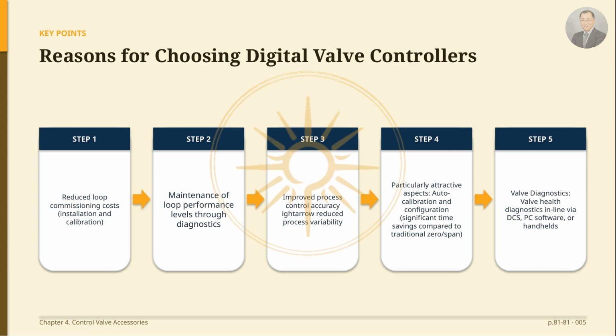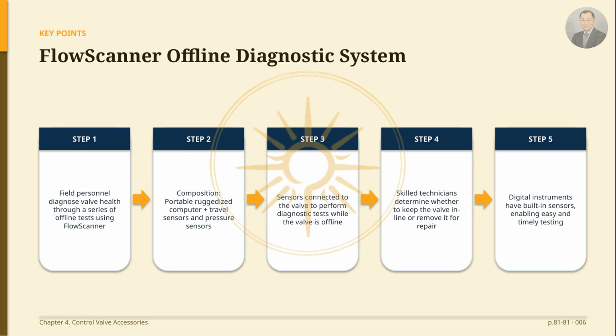FIELDVUE instruments provide new diagnostic capabilities that can be accessed remotely. Personnel on-site can diagnose the health of a valve through a series of offline tests with the help of the flow scanner system. The flow scanner consists of a portable, ruggedized computer along with travel and pressure sensors. These sensors are connected to the valve to conduct diagnostic tests while the valve is offline. Based on the results, a skilled maintenance technician can determine whether to leave the valve in the line or remove it for repair. Digital instruments enhance the service because the sensors are built into the device, making it easier to run tests at the appropriate times.